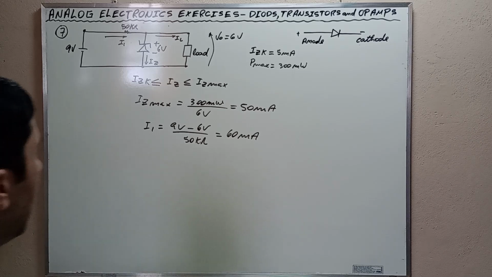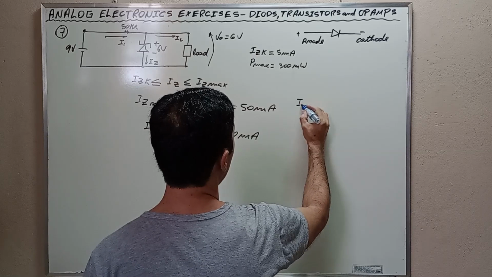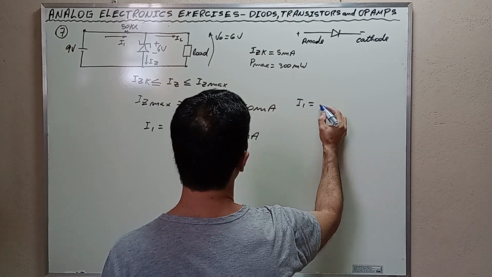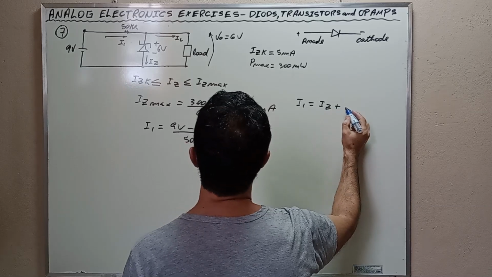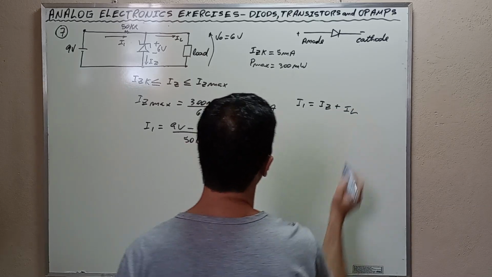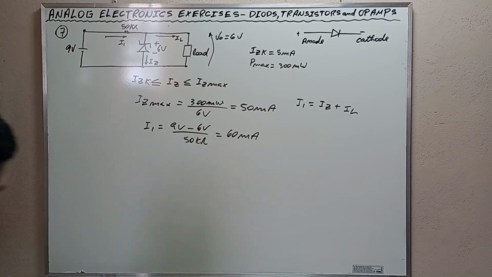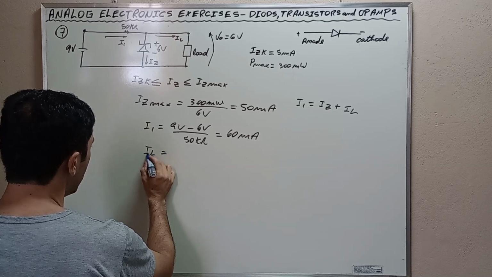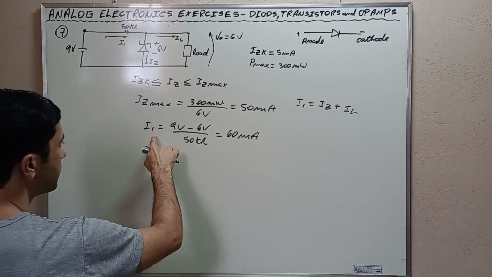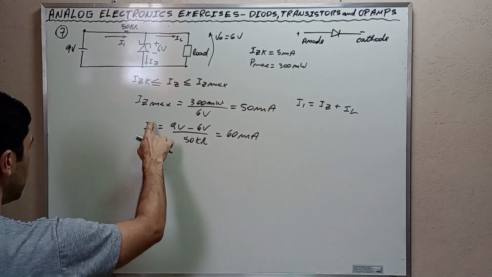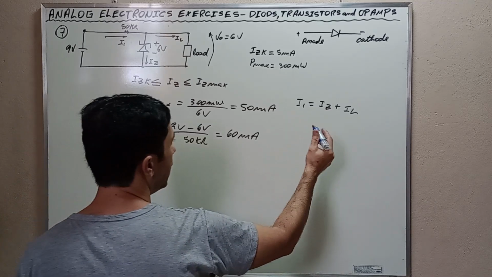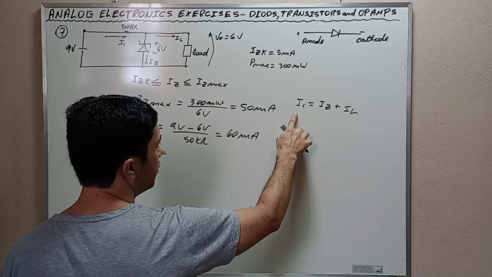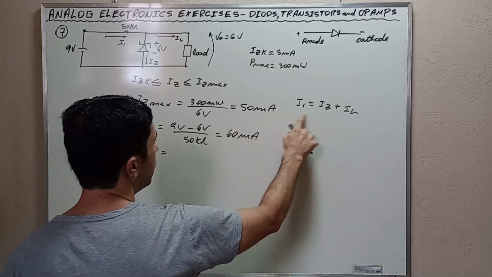In this way, I1 is equal to IZ plus IL. What do we want? We want now to calculate the value of the load current, IL. The load current IL is equal to I1 minus IZ. I pass this to the other side, and it becomes that IL is I1 minus IZ.